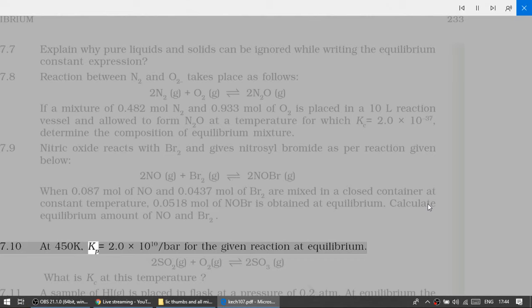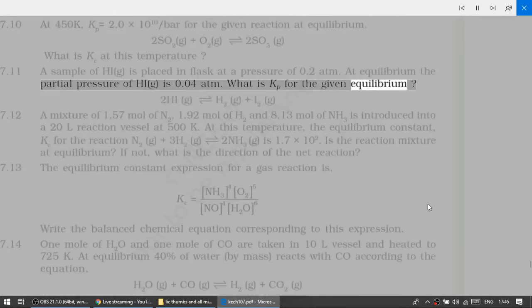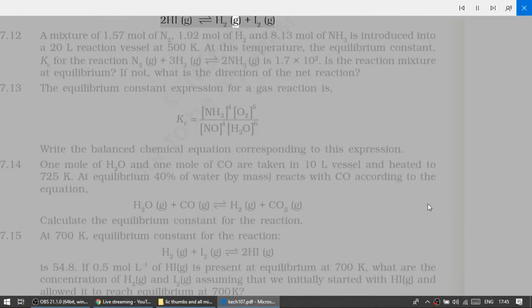7.10 At 450 K, Kp = 2.0 × 10^10 bar for the given reaction at equilibrium. 2SO2(g) + O2(g) ⇌ 2SO3(g). What is Kc at this temperature? 7.11 A sample of HI(g) is placed in flask at a pressure of 0.2 atm. At equilibrium the partial pressure of HI(g) is 0.04 atm. What is Kp for the given equilibrium? 2HI(g) ⇌ H2(g) + I2(g).